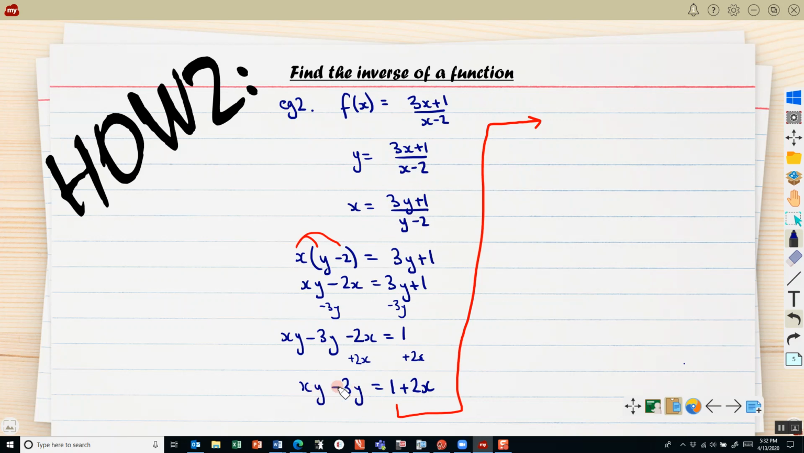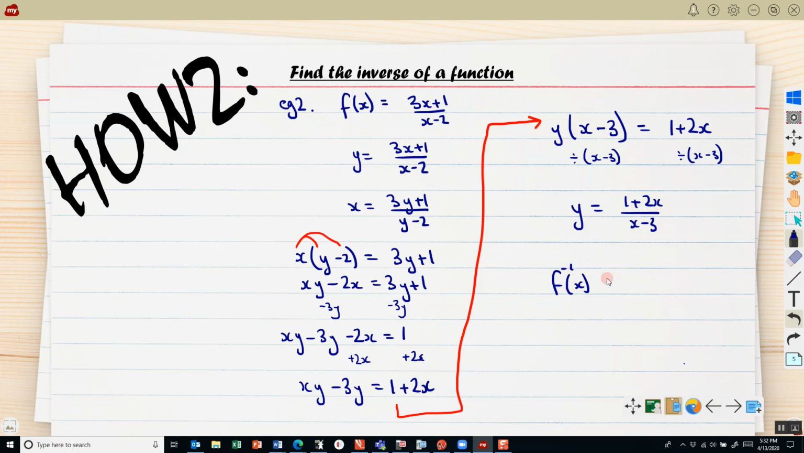In order to isolate the y by itself, I need to factorize out y. If in doubt, factorize. So y times x is yx or xy. Y times 3 is 3y. And then at this point you can see, to get the y by itself, I need to divide both sides by x minus 3. And that gives me y equals 1 plus 2x divided by x minus 3. And to finish it off, you write it as the inverse.